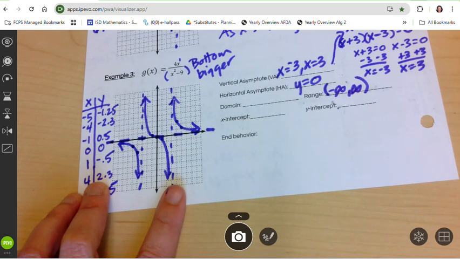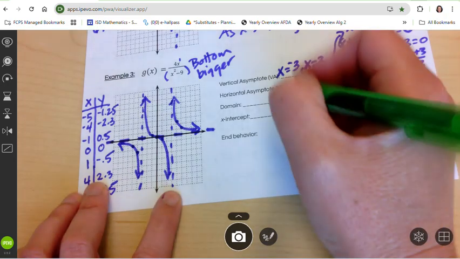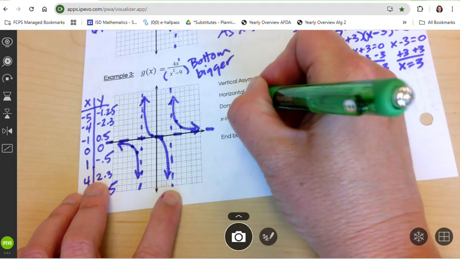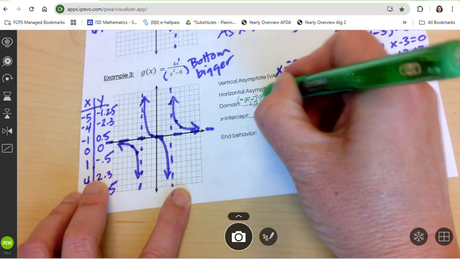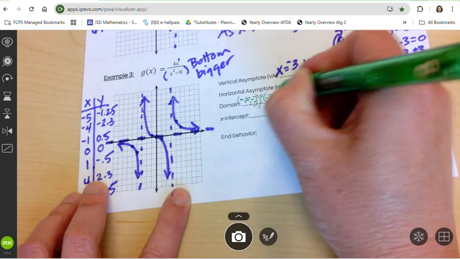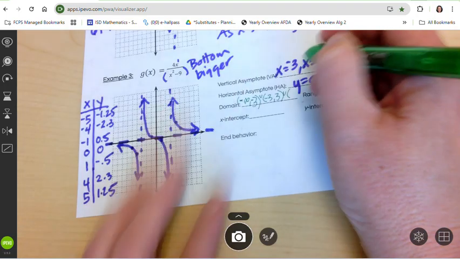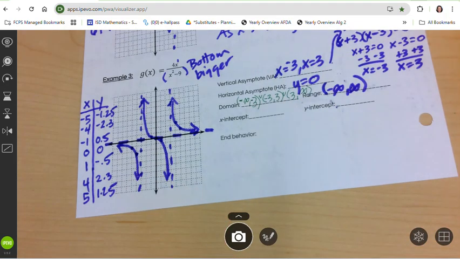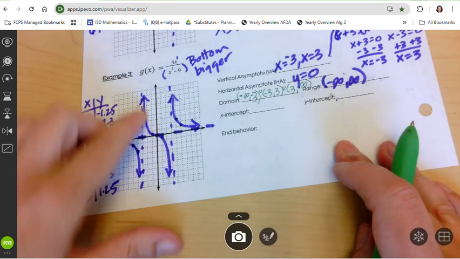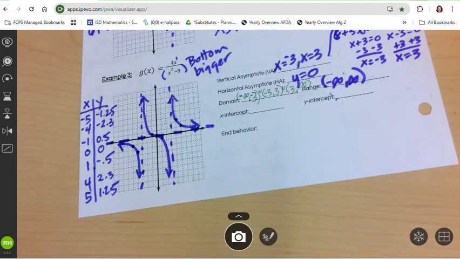How many pieces does your domain have? 3 pieces in your domain. I'm going to switch to my smaller pen so I can fit this in. So your domain is -infinity to -3, -3 to +3, and then 3 to infinity. Okay, so your domain had 3 different pieces, but because we crossed the asymptote, your range has just one piece. Your x-intercept and your y-intercept are the same point, which is what? 0, 0.